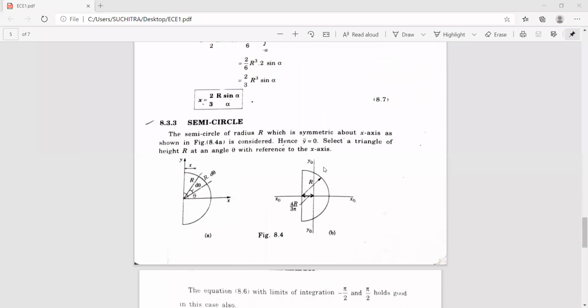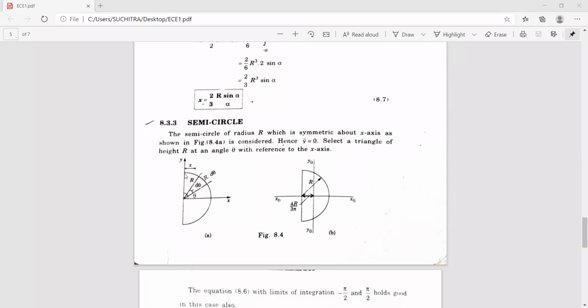Next, we shall discuss how to locate the centroidal distances of a given semicircle. Now, the semicircle of radius r is symmetrical about x-axis. On both sides, you can see it has an axis of symmetry. So the axis of symmetry is about x-axis. Hence, obviously, when you have the axis of symmetry about x-axis, y bar is equal to 0. Or if you have the axis of symmetry about y-axis, then obviously the value of x bar becomes 0.